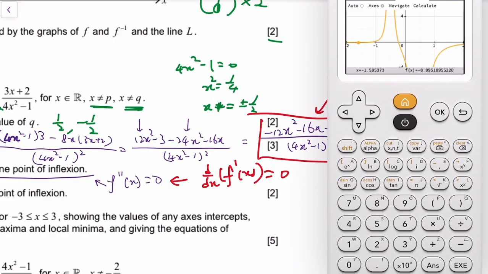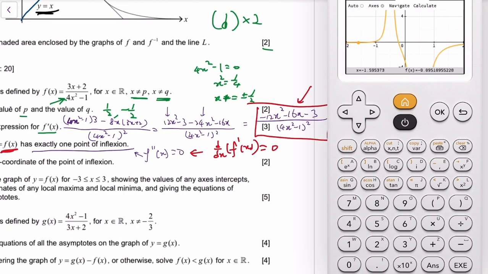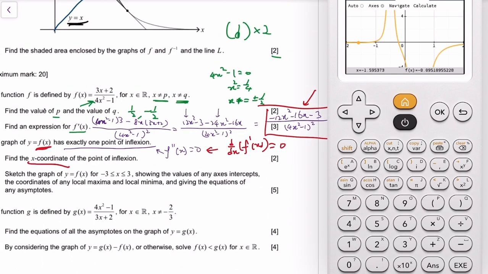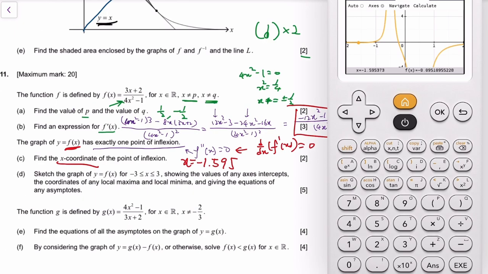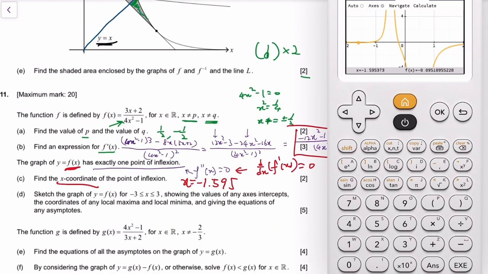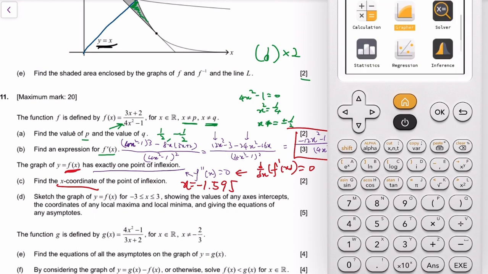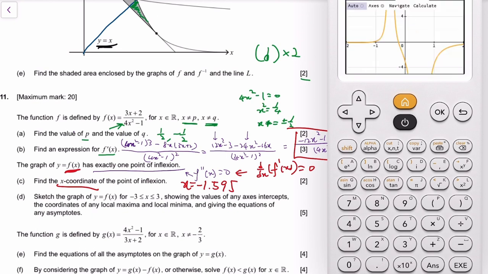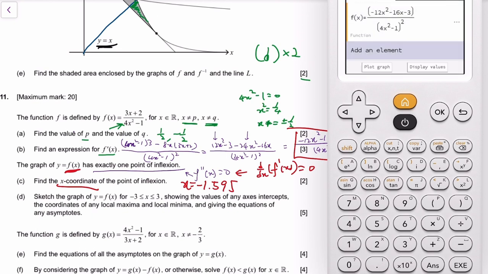Alright, if we already have a minimum, then the x coordinate of the point of inflection would be at the x coordinate of the minimum of the derivative. And then it says sketch the graph of f. Well, that's not very interesting because we can just graph that, right? Let's keep the derivative in case we'll need it.